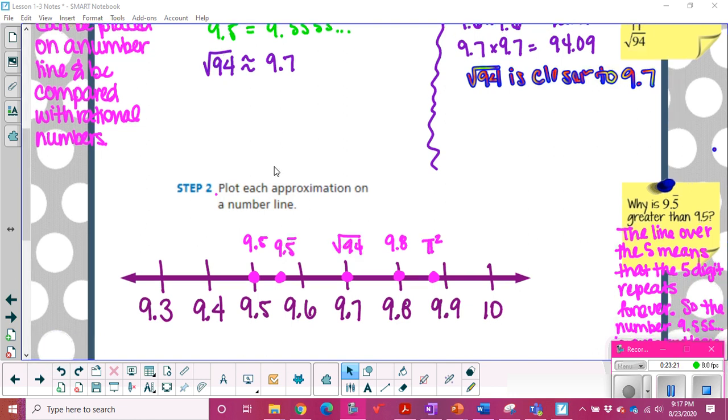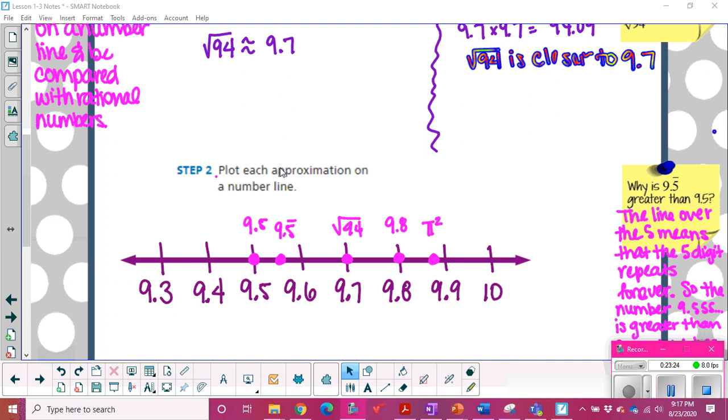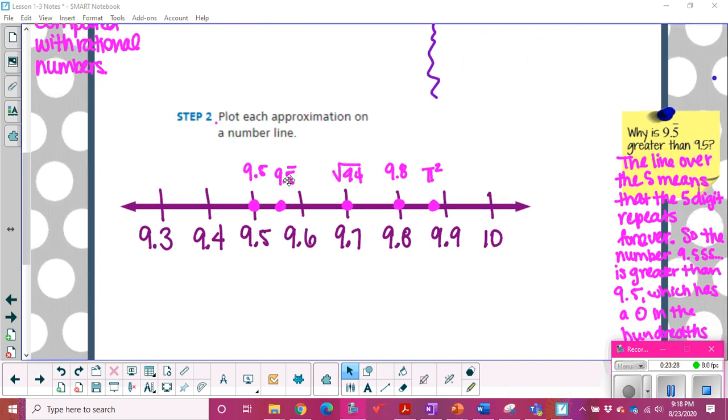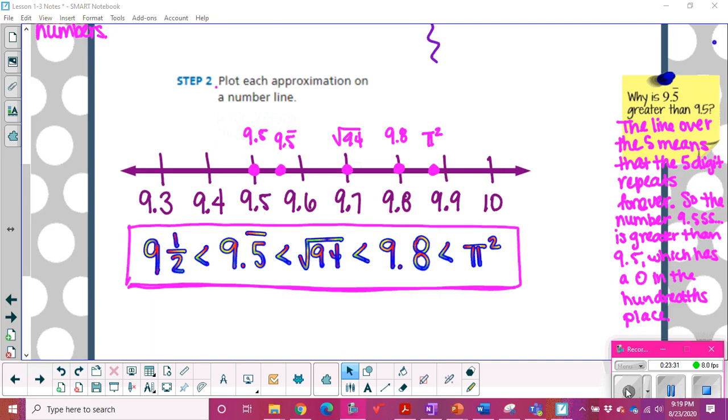Okay, so now that we have this, we can order these from least to greatest. So let's write our answer. So here is our answer: 9.5 is less than 9.5 repeating, which is less than the square root of 94, which is less than 9.8, which is less than pi squared.